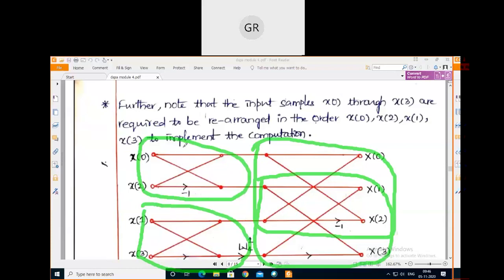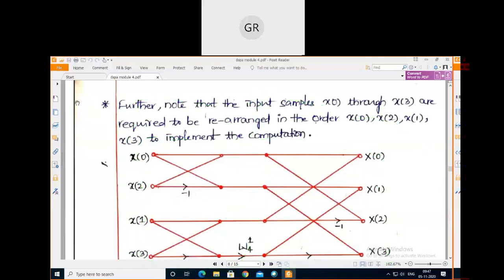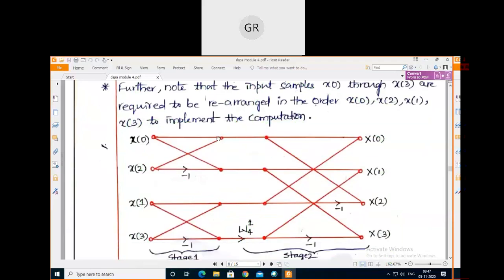Here, how many stages? This is stage 1. This whole part is stage 1, and this part is stage 2. Okay. See here, how we can construct the butterfly? First, inputs are arranged in bit reverse order. After x of 0 you can consider, next x of 2, x of 1, x of 3.